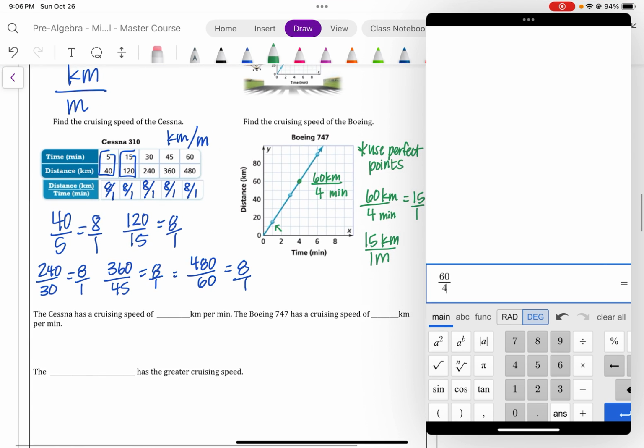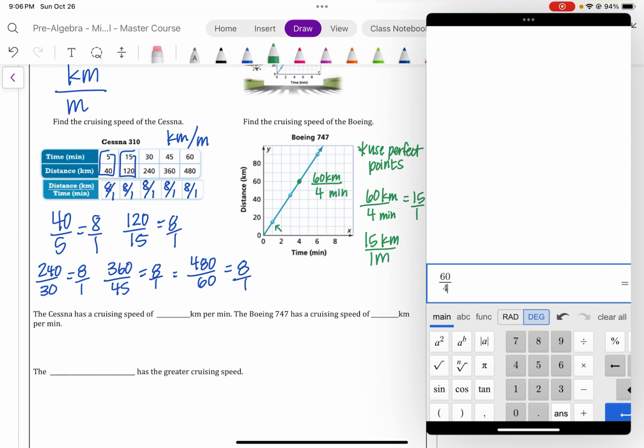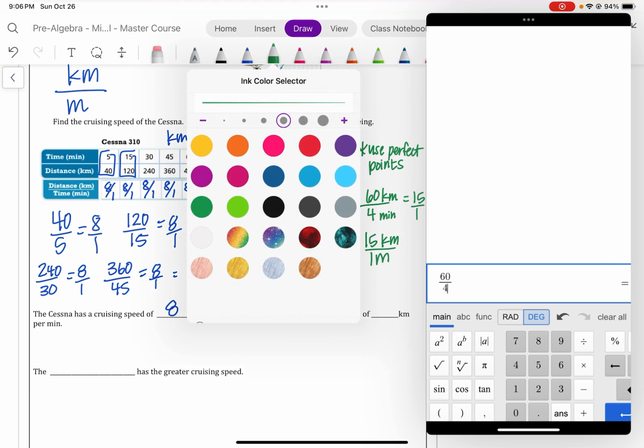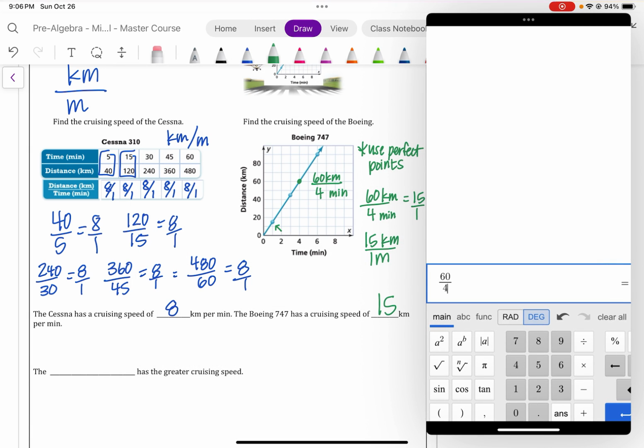Okay, so now we're going to just fill these in. The Cessna, the little plane, has a cruising speed of 8 kilometers per minute. The Boeing 747 goes 15. So the greater cruising speed is the Boeing 747.